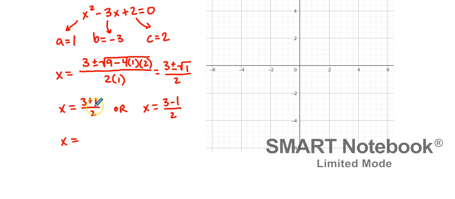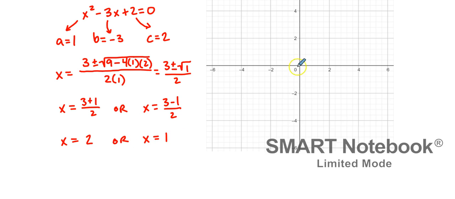So x equals 3 plus 1 is 4, divided by 2 gives me 2. There's one of my roots. My other root is going to be 3 minus 1. That's 2, divided by 2 is going to give me 1.